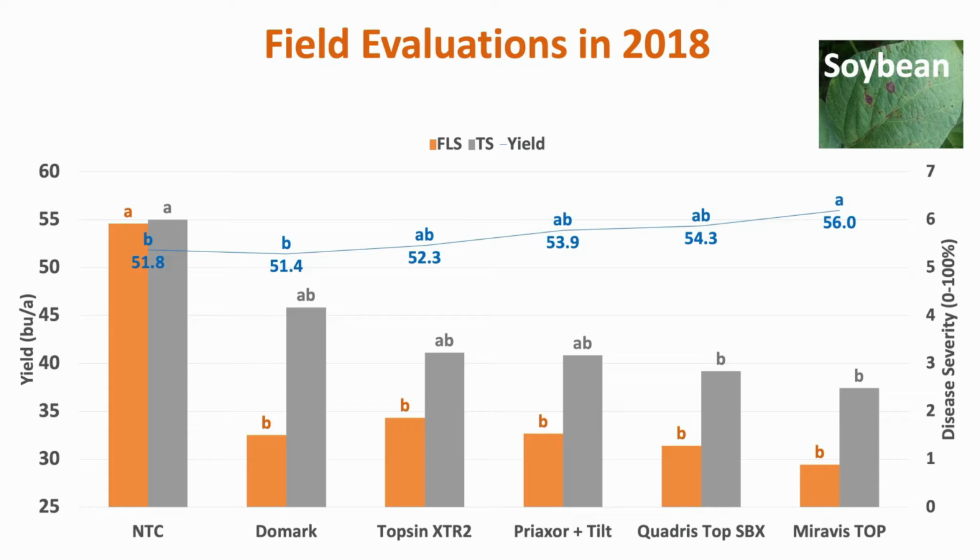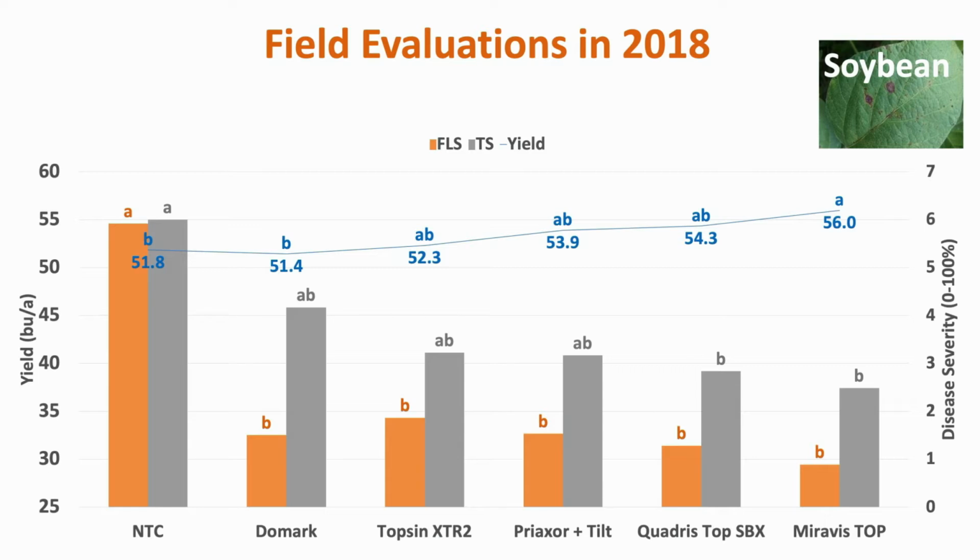For target spot, we were able to statistically reduce target spot in a couple of our treatments, but interestingly enough, this single application of Domark seemed to not do as well on target spot, kind of suggesting that maybe using a mixture or a premix of products might be our best bet to control target spot in the long run. And then yield-wise, our only clear separation was this Mirvis Top product. It's got that new STHI Depidin in it.